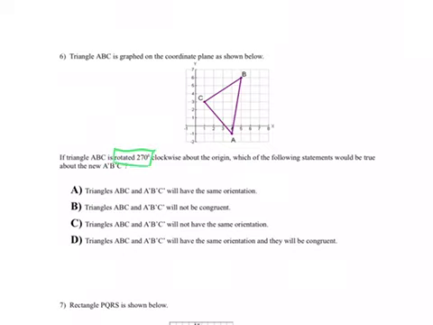On B, it says they will not be congruent. Well, if I rotate it, I'm not really changing the shape or the size. They actually will be congruent. And C, it says triangle ABC and the prime will not have the same orientation. Well, we just said on A that if I rotate it, they're not going to have the same orientation. My answer choice is going to be C on this one. And then D, just to double check, it says they will have the same orientation and they will be congruent. Well, if I'm rotating it, again, they will not have the same orientation, so D was out.